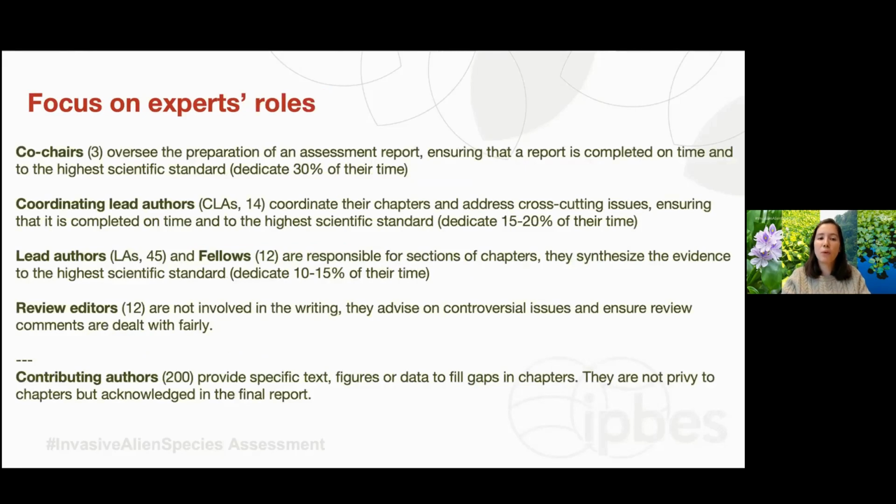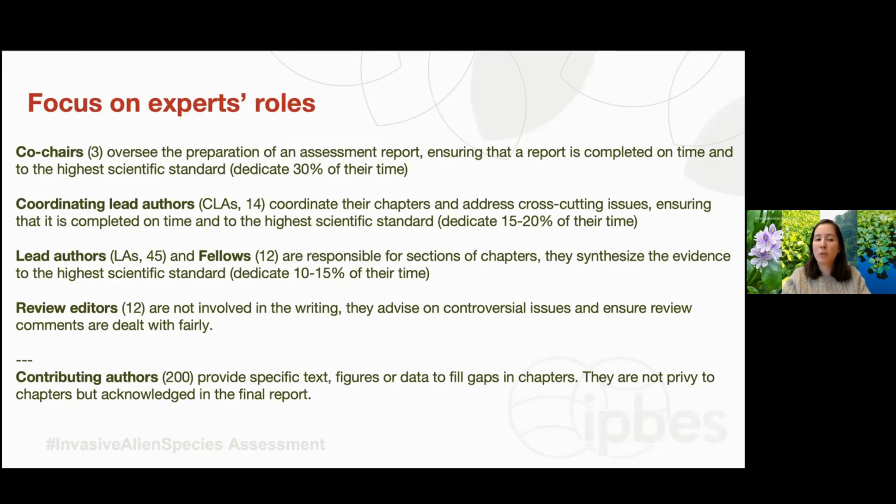There are different roles in the expert group. But it is important to note that all experts dedicate their time voluntarily. They all do this on a voluntary basis, which is really amazing. We have in the IS assessment 3 co-chairs. They oversaw the preparation of the assessments and they ensured that the report was completed on time and to the highest scientific standard. They dedicated about 30% of their time.